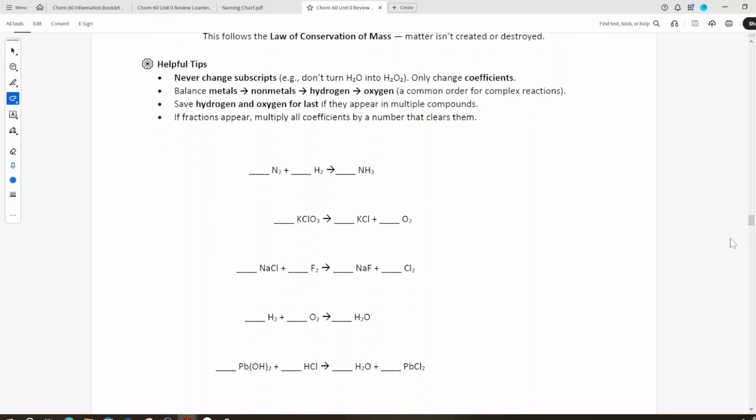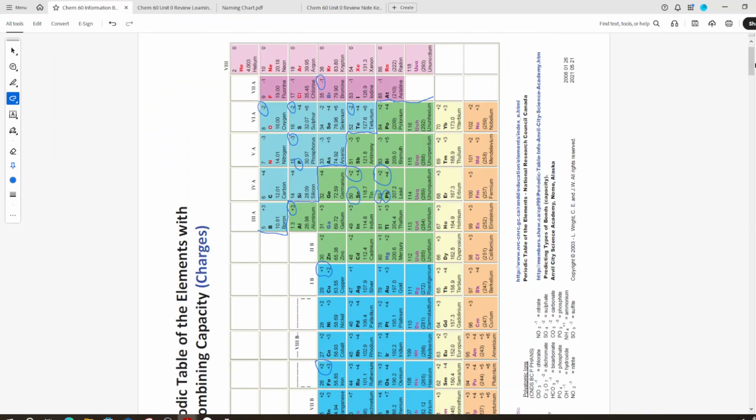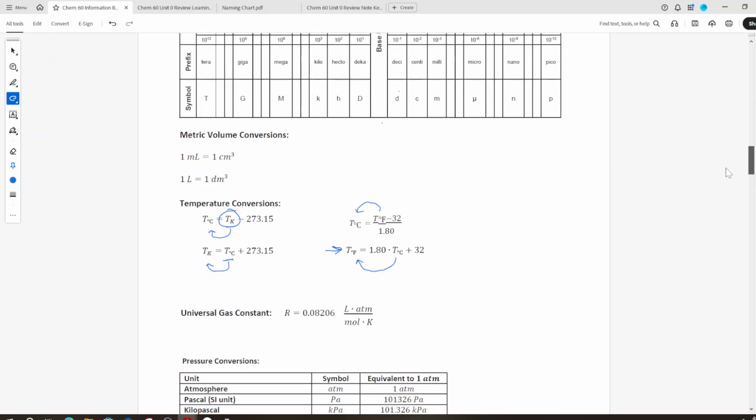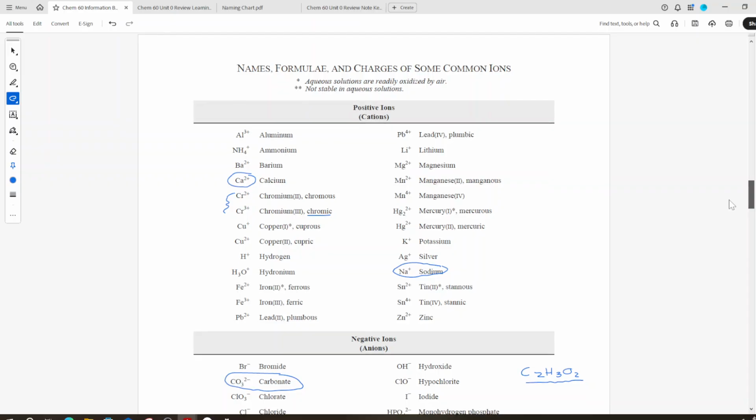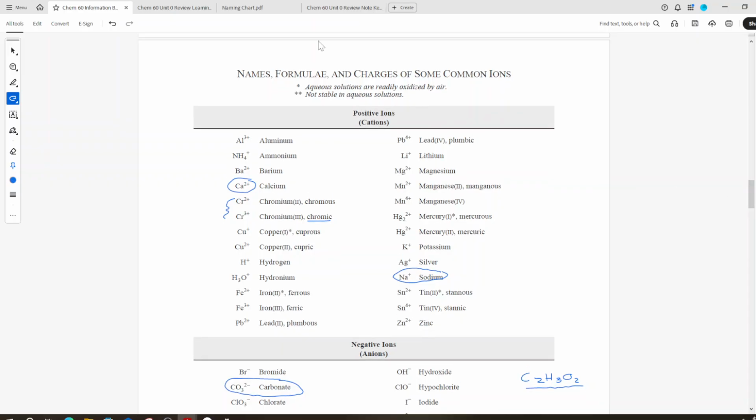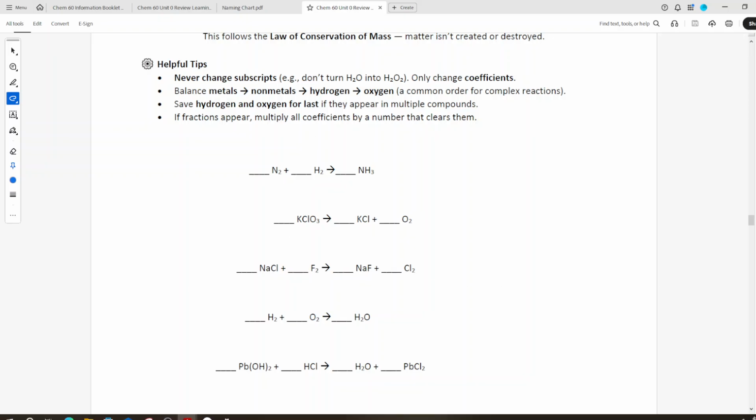So here we go. We're going to start with nitrogen plus hydrogen going to NH3, which I believe is ammonia. Is that what NH3 is? Is it even in our polyatomics? Nope. But I believe NH3 is ammonia. You guys can write in the comments if I screw it up.